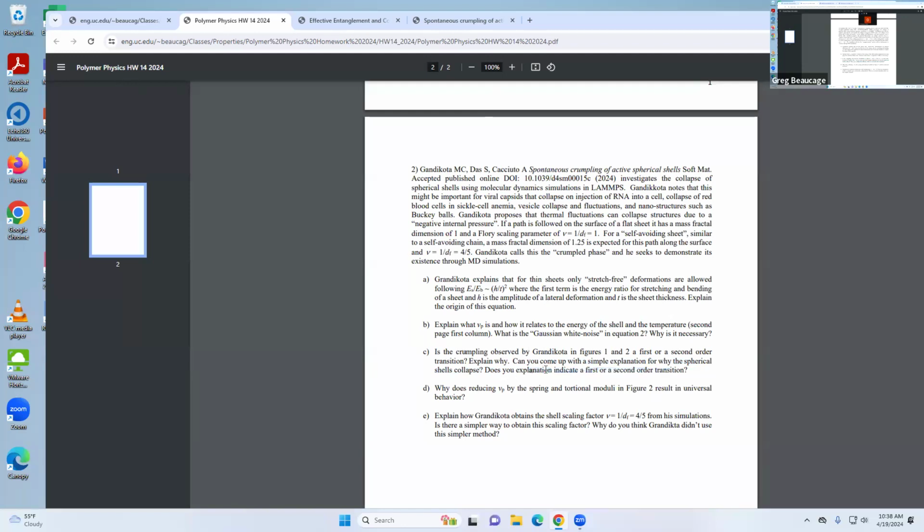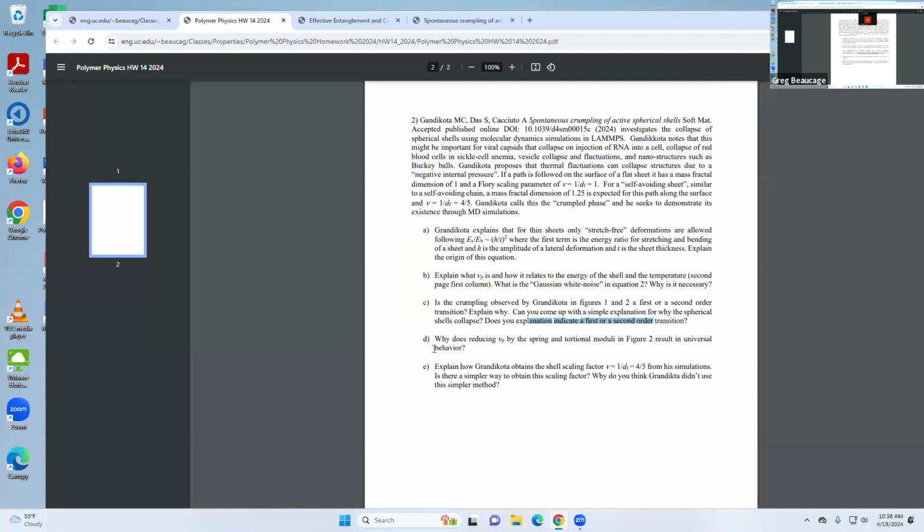And then, does your explanation indicate a first to second order transition? I don't know. And that's an open-ended question. Hard to tell. But anyway, I don't have an answer for that, but you can make something up or not. You have to answer something, but there isn't really a right answer.